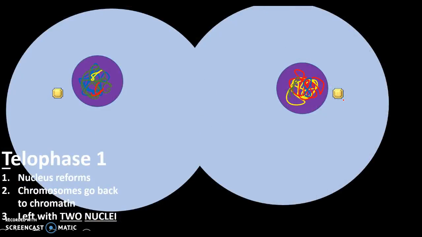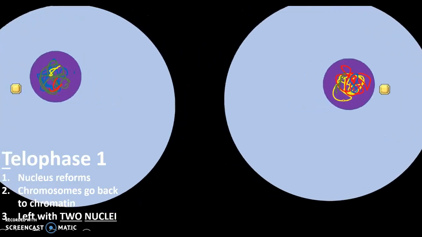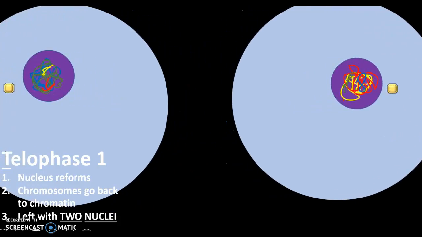Telophase 1 and cytokinesis 1. This is going to be pretty much the same as mitosis. We're going to end up with 2 different cells. If you look at the nucleus, each one has a different combination of DNA.